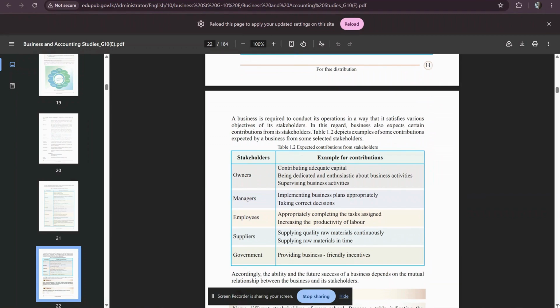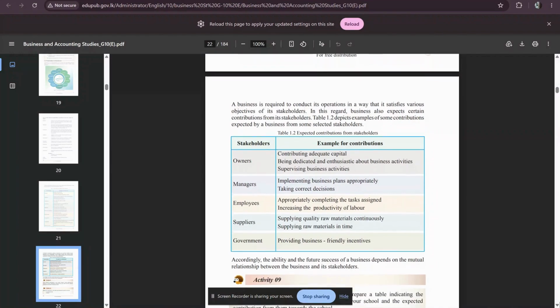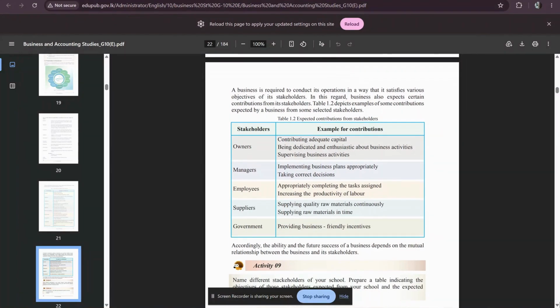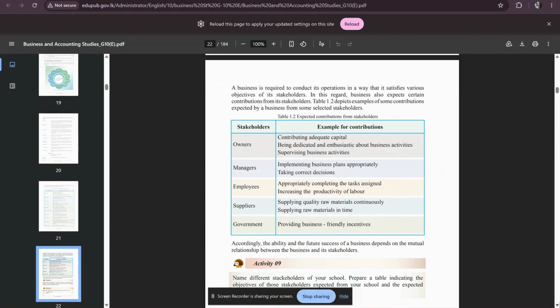In this regard, the business also expects certain contributions from its stakeholders. Some contributions expected by the business from selected stakeholders: from owners, contributing adequate capital, being dedicated and enthusiastic about business activities, supervising business activities. From managers, implementing business plans appropriately, taking correct decisions. These are expected by the business from the stakeholders. From employees, appropriately completing the tasks assigned, increasing productivity. From suppliers, quality raw material, continuously supplying raw materials in time. From government, providing business-friendly incentives.